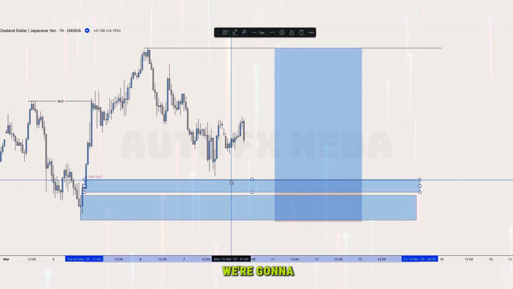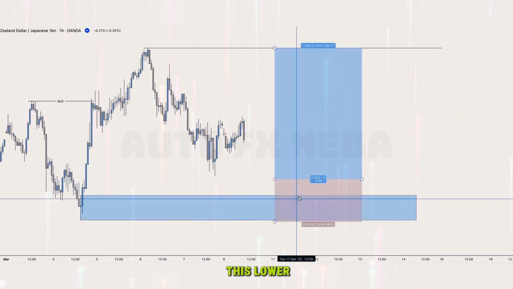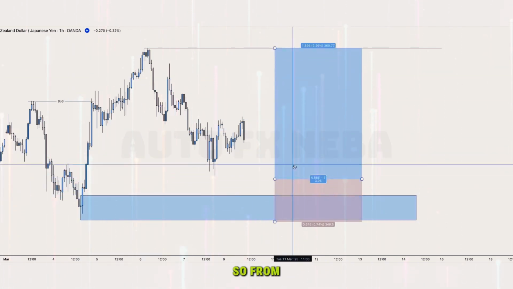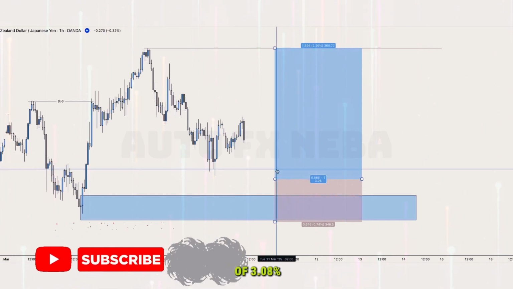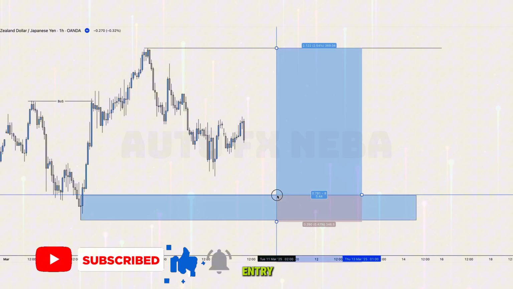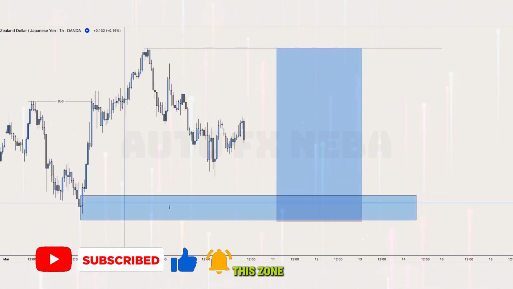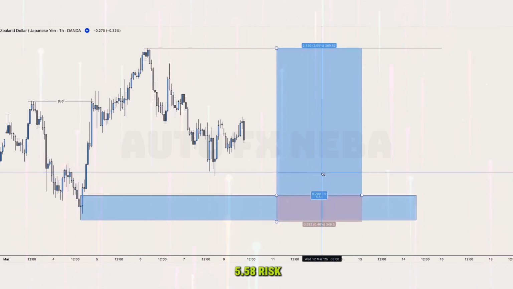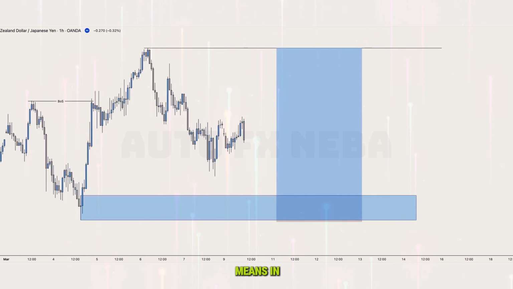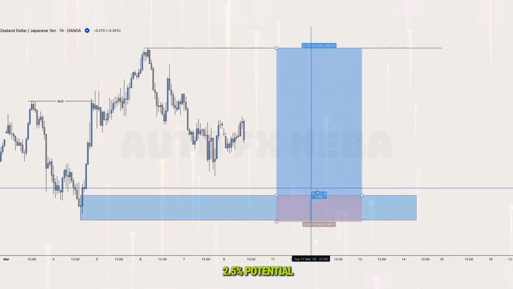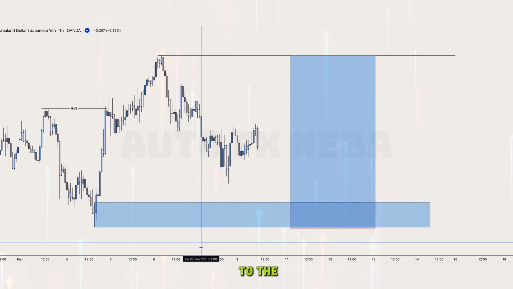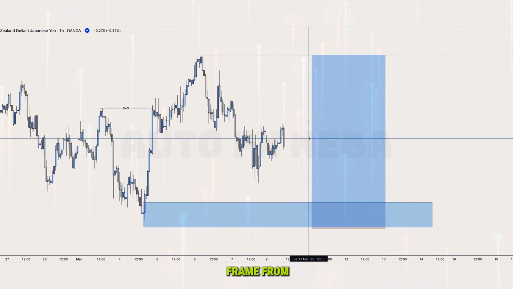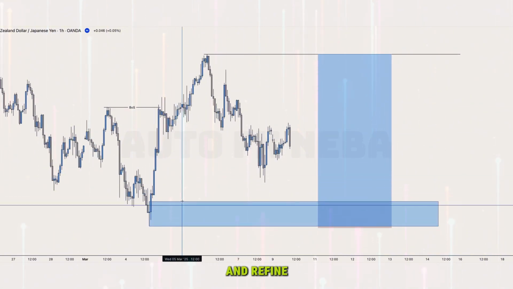For a moment, we're going to remove this one. We're going to focus on this lower one because this is where we can refine our hourly buy limit order to. So from the 4-hour position of 3.08%, if we were to move our entry to the top of this zone without changing anything else about the trade, we are now at 5.58 risk reward, which means in this instance, we've added 2.5% potential to the exact same trade. And all we had to do to get there was drop the time frame from the 4-hour to the 1 hour and refine to this level.